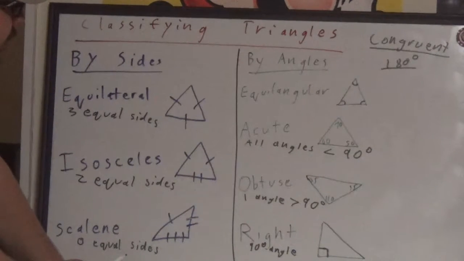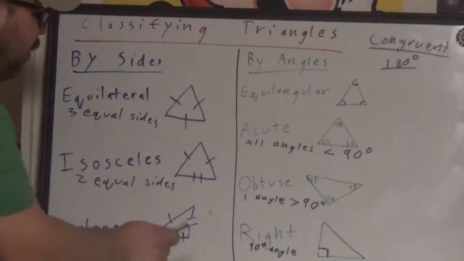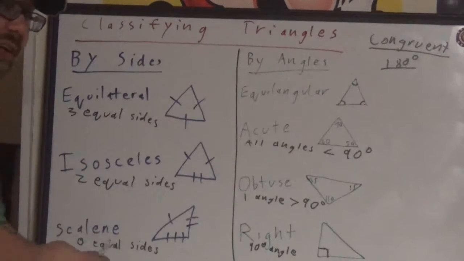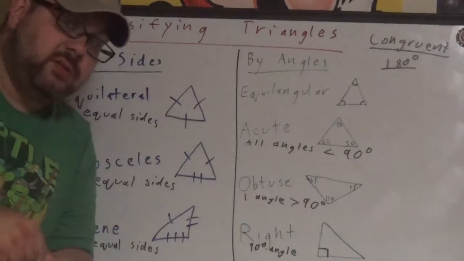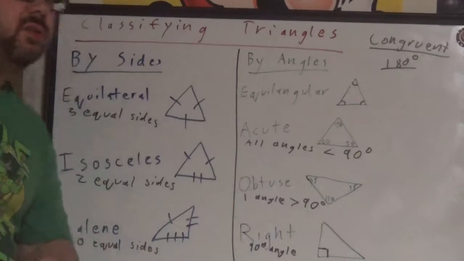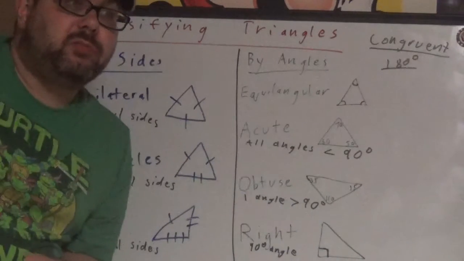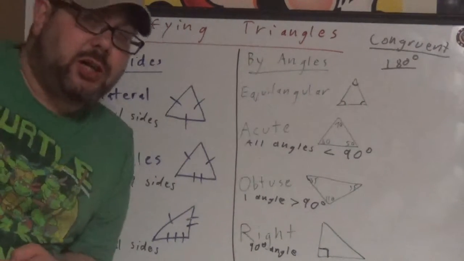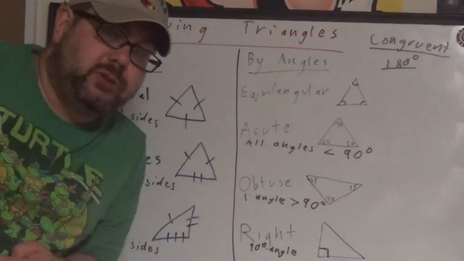An acute triangle means that all angles are less than 90 degrees. In an obtuse triangle, one angle is greater than 90 degrees. And a right triangle means one of our angles is exactly 90 degrees. So, 7 things to remember. Very important to know how to classify triangles when you're doing geometry.